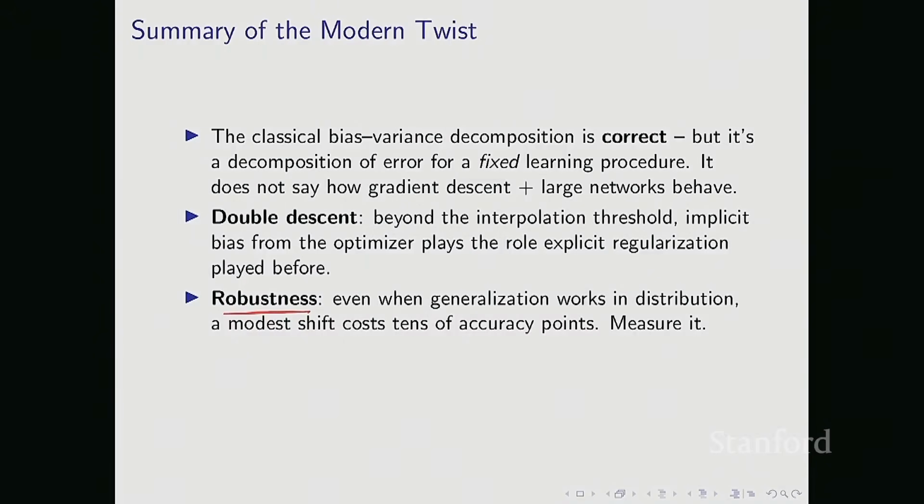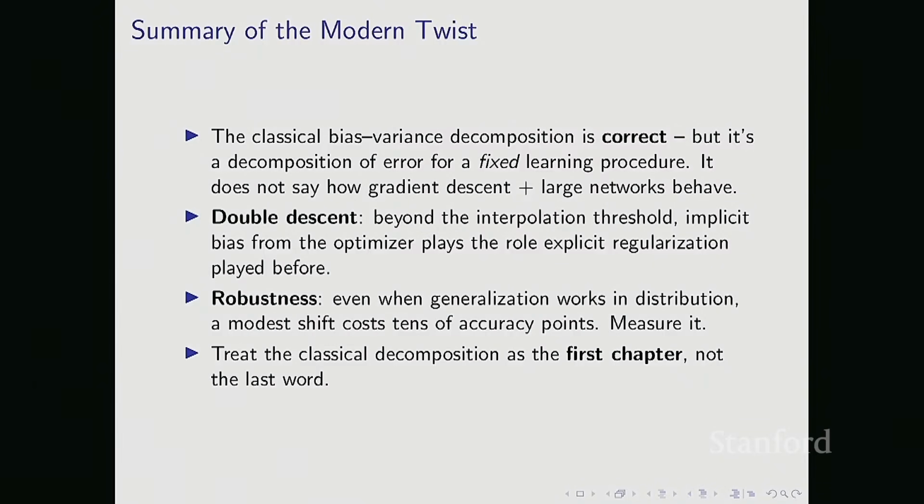The robustness is also interesting. Even when generalization works in distribution, a modest shift costs tens of accuracy points, but it still generalizes. That's the interesting part. It still generalizes even when you do these adaptive things that you think should lead to overfitting. Wild to me. All right.